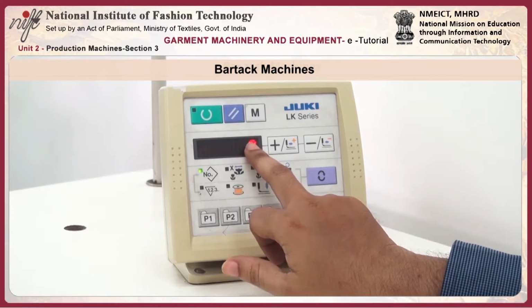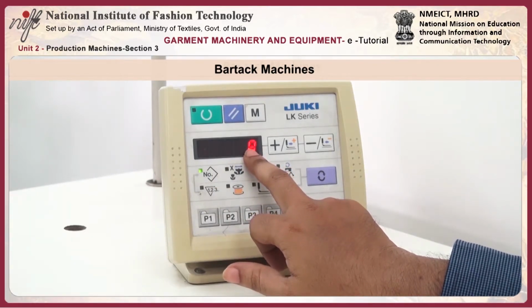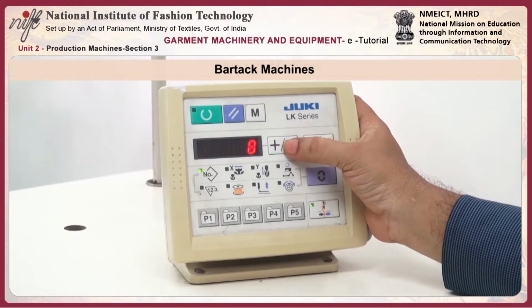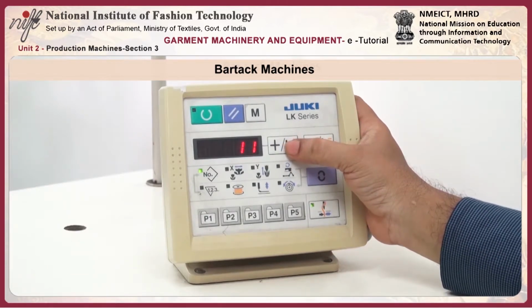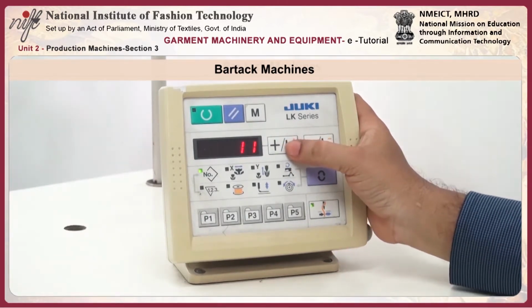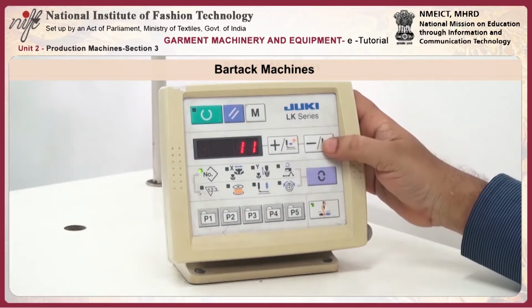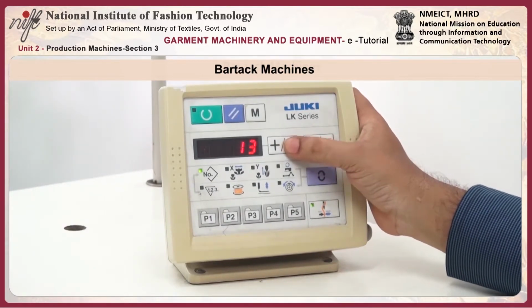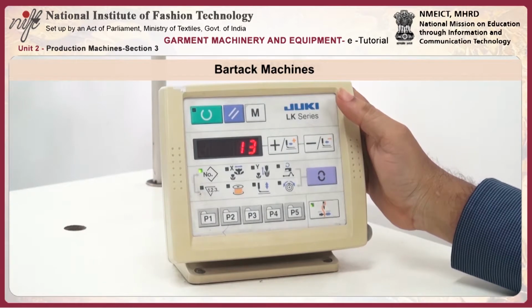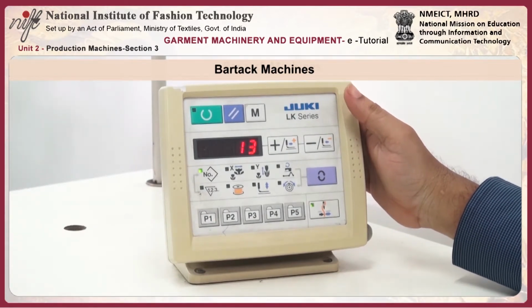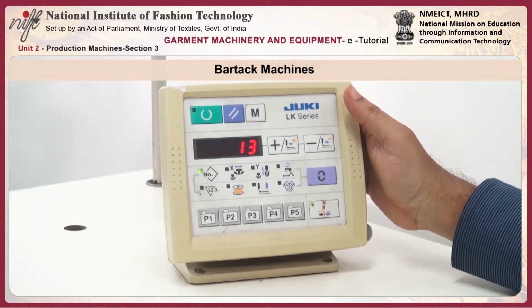Now, if I want to change the design type, I have to press this. Now, I can sew the 11th design type Bartek, or if I want to, I can go for 12th, I can go for 13th. Each machinery manufacturer gives somewhere around 20 to 100 different designs inbuilt.